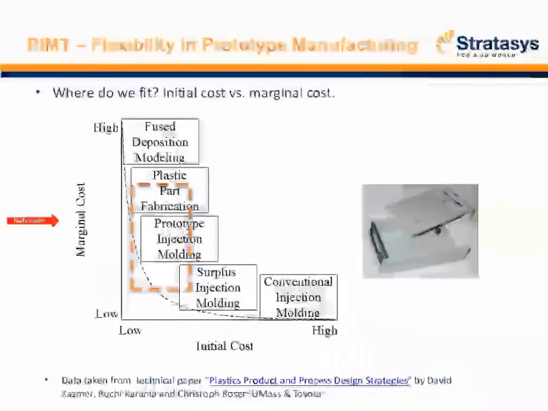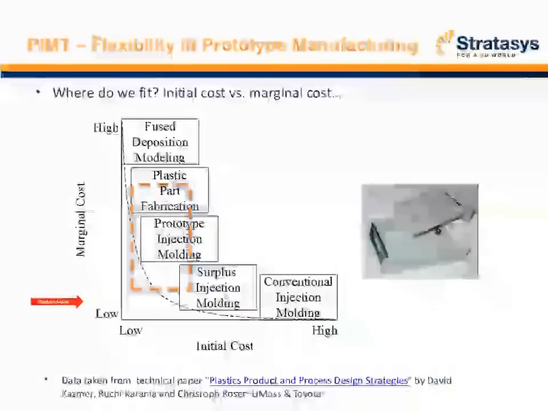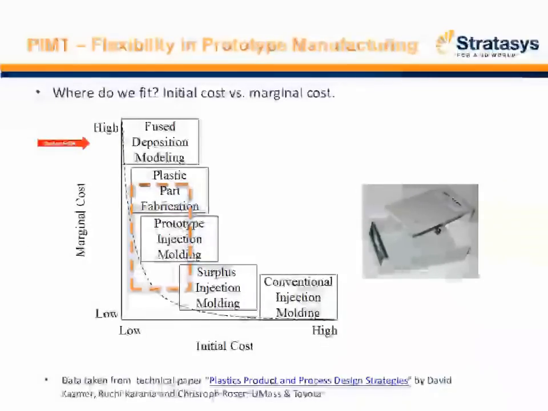As you can see, quite obviously, conventional injection molding will have a very high initial cost, but the marginal cost will be very, very low in terms of how much it will cost to produce the third prototype, the fourth, the fifth, and so on. Once you get the injection mold, or you mill it from steel, it will cost a lot of money, but the cost of creating an additional part will be very, very low. On the other hand, you have the FDM, which has a very high marginal cost but a very low initial cost. In the golden rectangle, you can see where the printed injection molds come in.